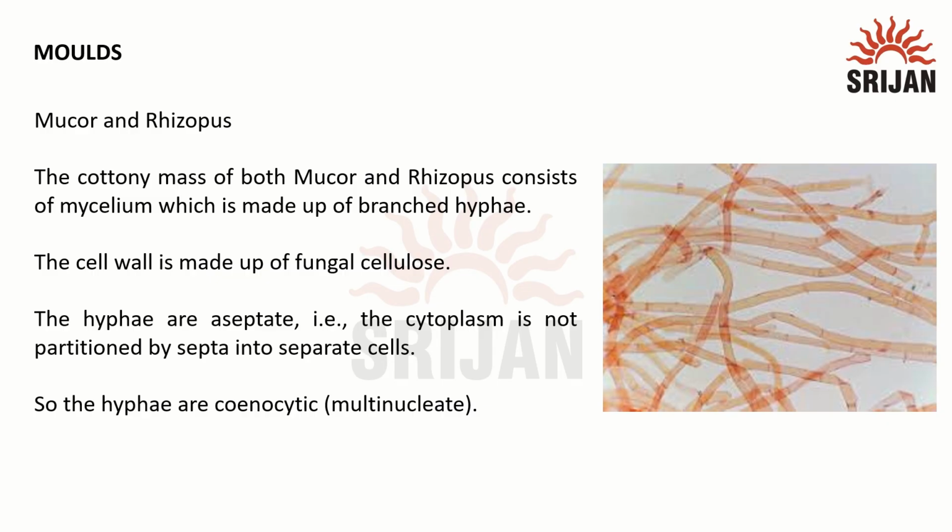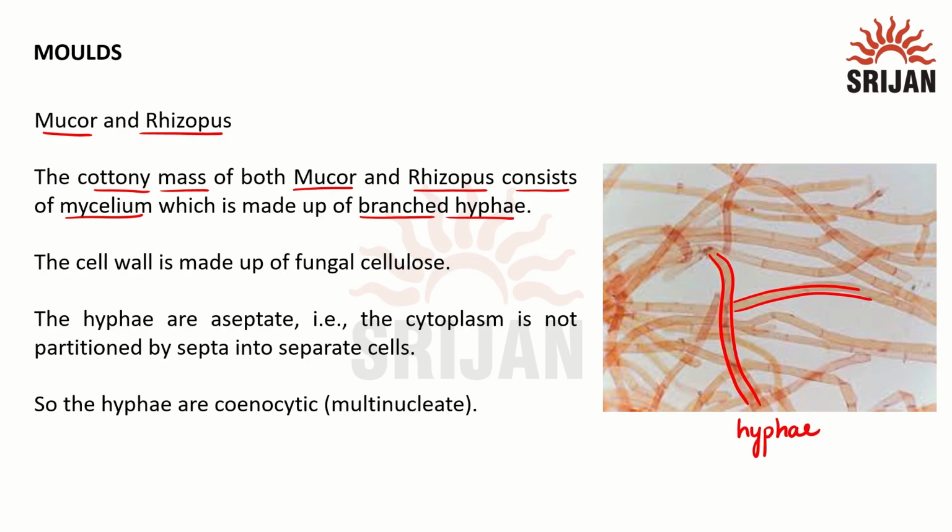Now if you see the main bread molds, that is Mucor and Rhizopus, the cottony mass of both consists of mycelium, which is made up of branched hyphae. Basically, hyphae means these threads. Individual thread-like structures are known as hyphae or hypha, and the entire network of these hyphae forms the entire body of the fungus, which is called mycelium. And the cell wall of these fungi is made up of fungal cellulose.